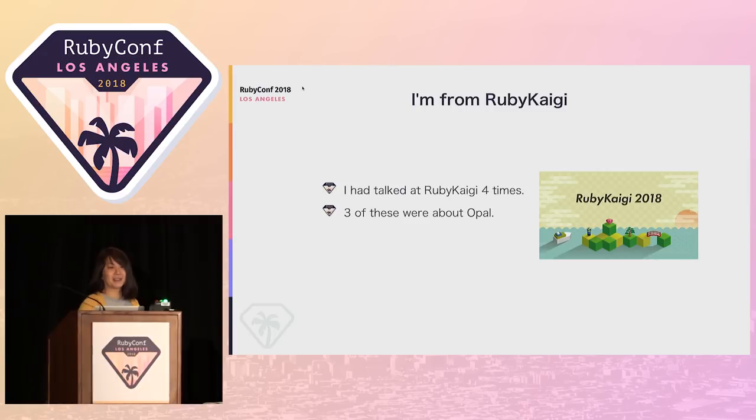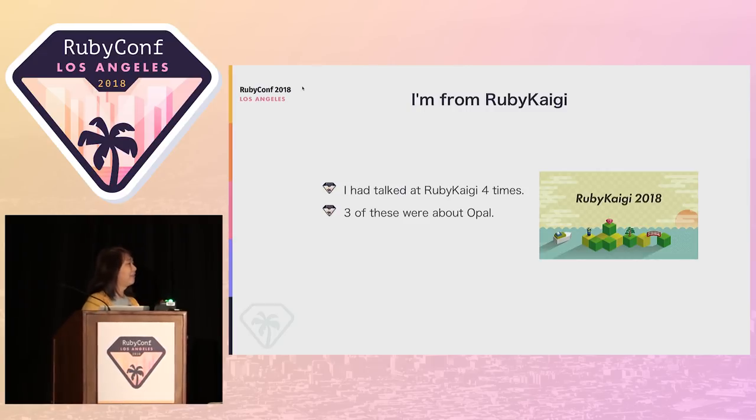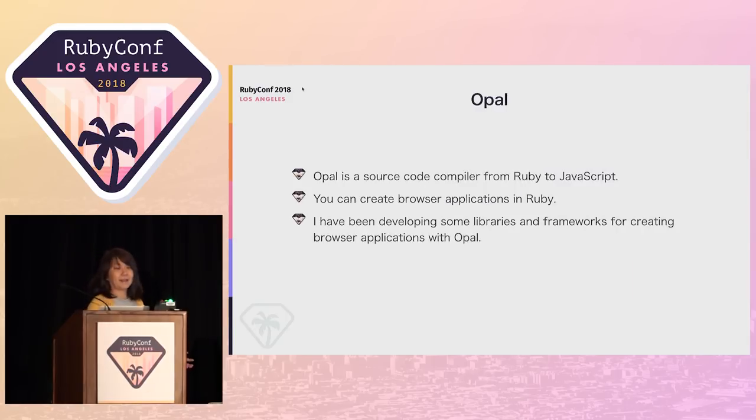I had talked at RubyConf 4 times, and 3 of these were about Opal. Opal is a source code compiler from Ruby to JavaScript. You can create browser applications in Ruby. It's awesome. I have been developing some libraries and frameworks for creating browser applications with Opal.